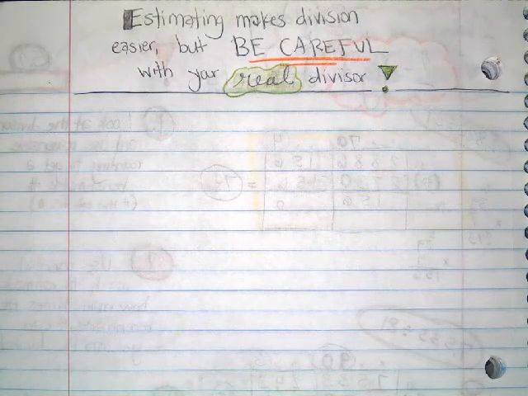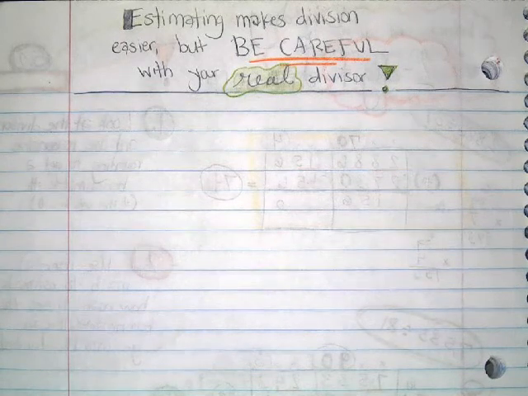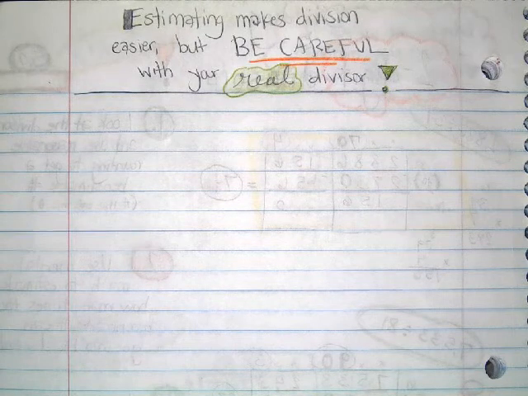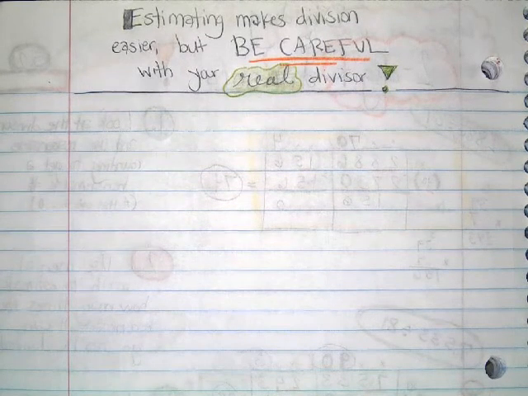You need to set up the back side of your journal to say this. Estimating makes division easier, but be careful with your real divisor. Push pause on the video till yours looks like that.